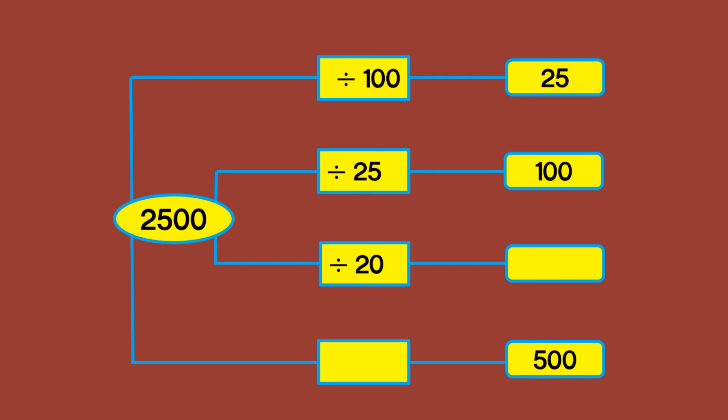2500 divided by 20. What is the value? That is 125. So 2500 divided by the value we don't know, that is equal to 500. What should be there in the blank? Yes, there should be divided by 5. So 2500 divided by 5 is 500.